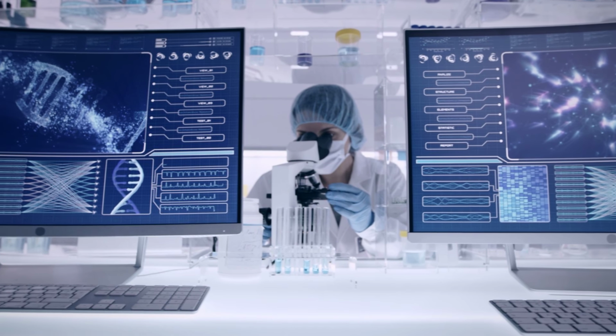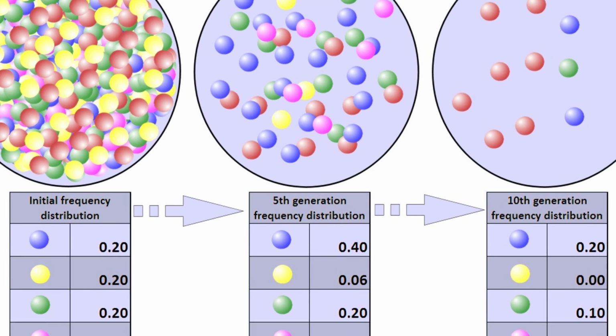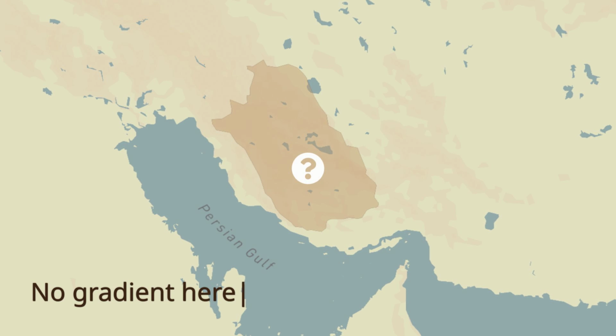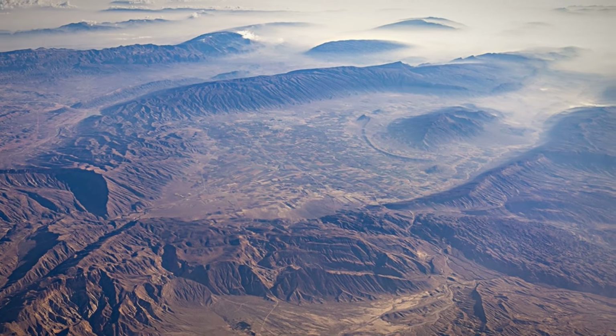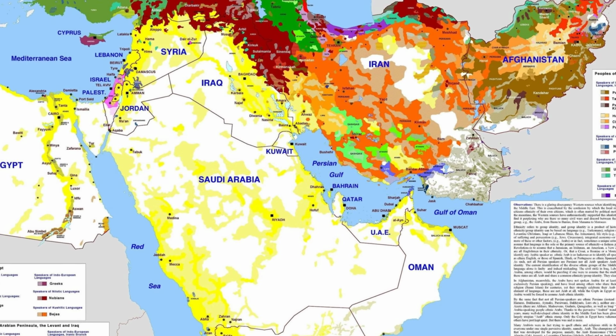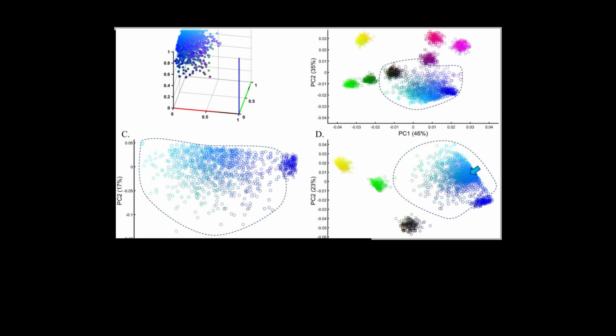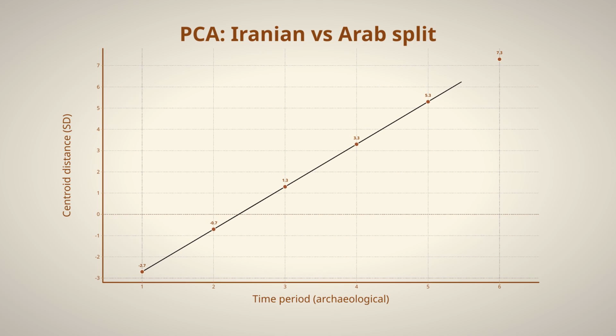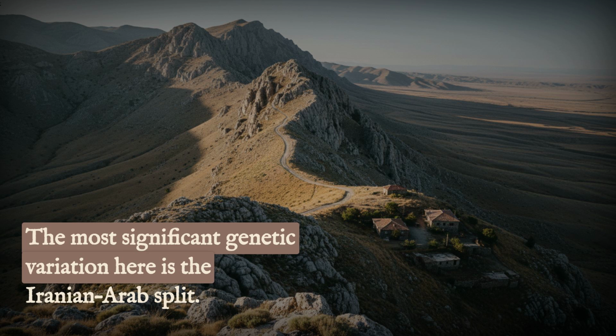Now, here is what this pattern rules out. Random drift does not produce this signature. If these populations had shared a recent common ancestor and simply diverged through isolation, you would see a gradient, a smooth transition from one genetic profile to the other. You do not see a gradient. You see a boundary. Principal component analysis, which compresses the entire genome into its most informative axes, consistently separates Iranian and Arab populations on the first two components. That means the most significant source of genetic variation in the region is the Iranian-Arab split.